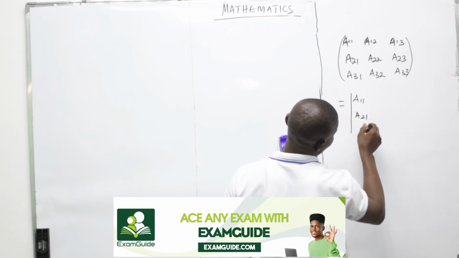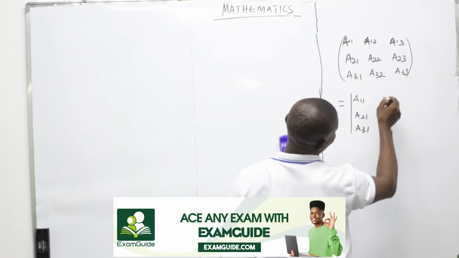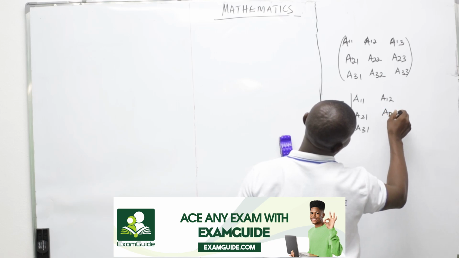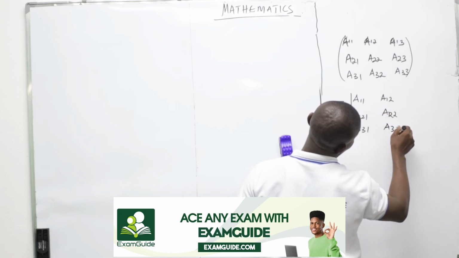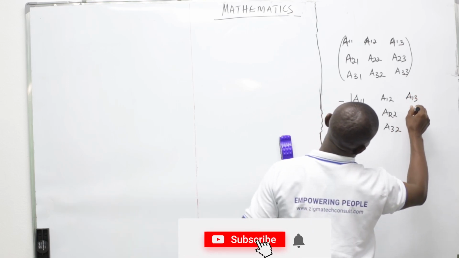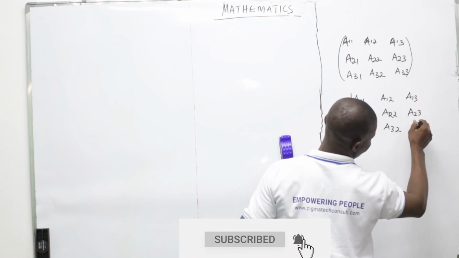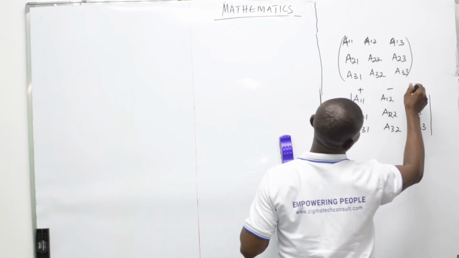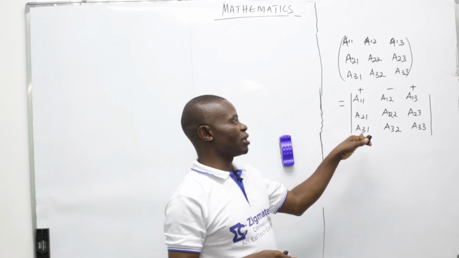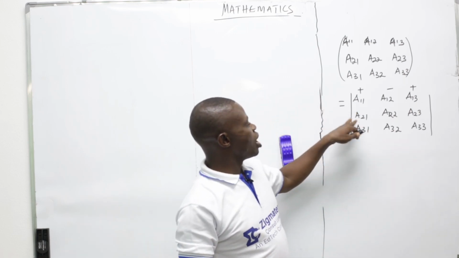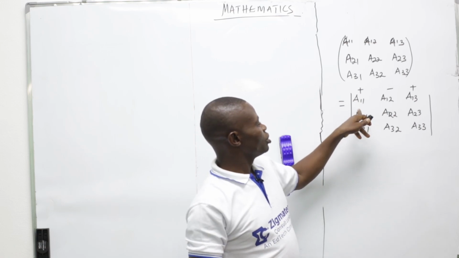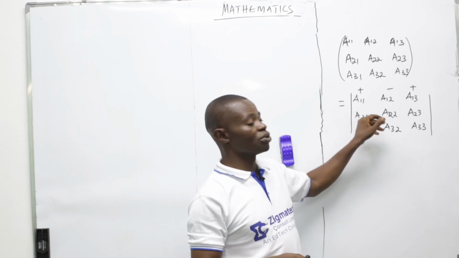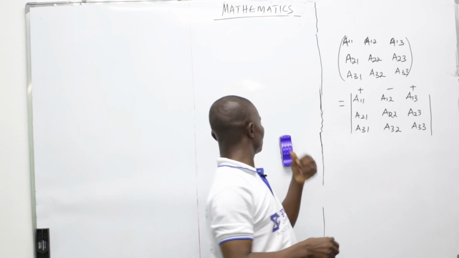A11, A21, A31, A12, A22, A32, A13, A23, A33, plus, minus, plus. Unlike cofactor and minor, where you introduce signs to every element, in determinant you are not introducing these signs to all the elements.